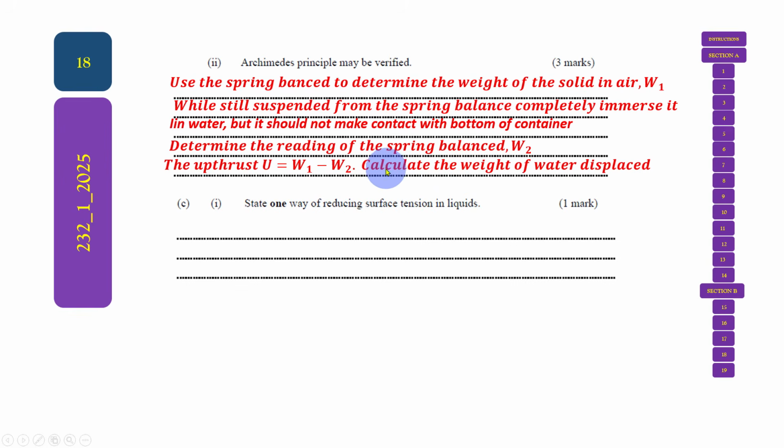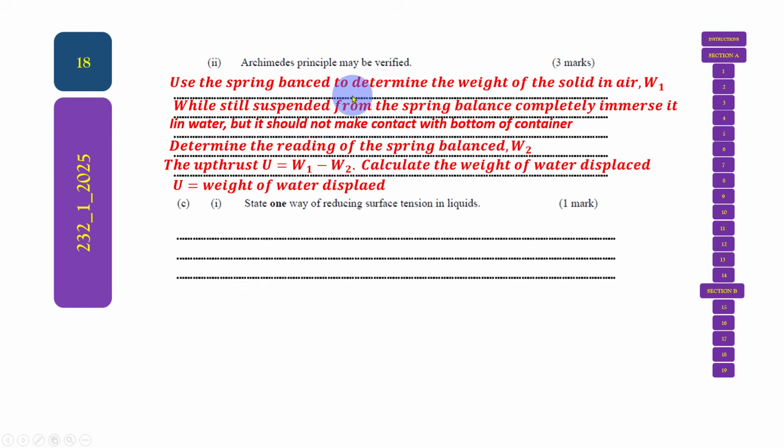This one is a calculation. Weight of water displaced. Remember from the last section, section 1, we were able to determine the mass of the water displaced. So here we calculate the weight of water displaced. And then now we compare the upthrust and the weight of the water displaced. And they should be the same. Upthrust is equal to weight of water displaced. And that is how you will verify Archimedes' principle.